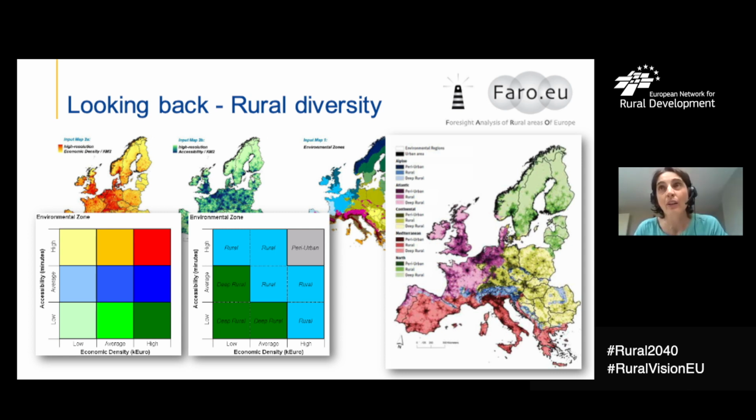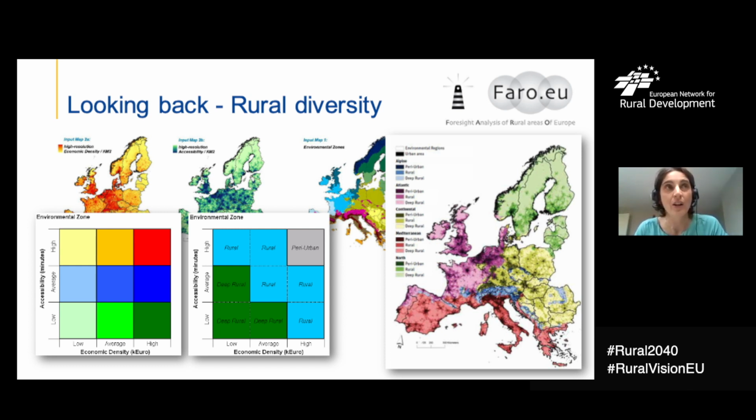So FARO, the Foresight analysis of rural areas of Europe, for example, was done from 2007 to 2009, and they did similar things as the ones we plan to do again. Because rural areas are diverse and various trends are not going to affect them in the same way, they first characterized rural diversity. For that, they screened a wide range of indicators and retained 3 that were most relevant to structure a typology.